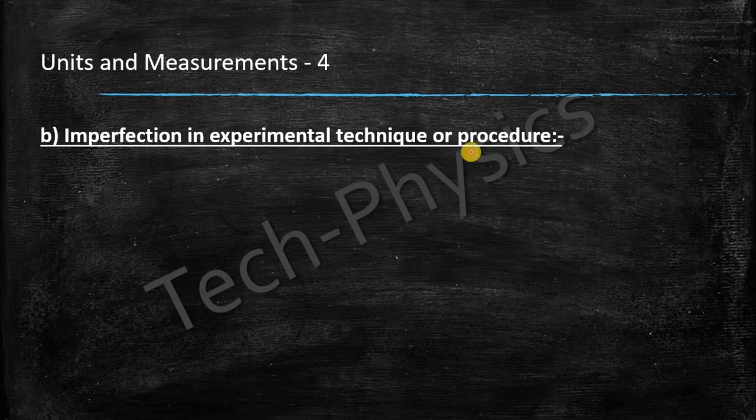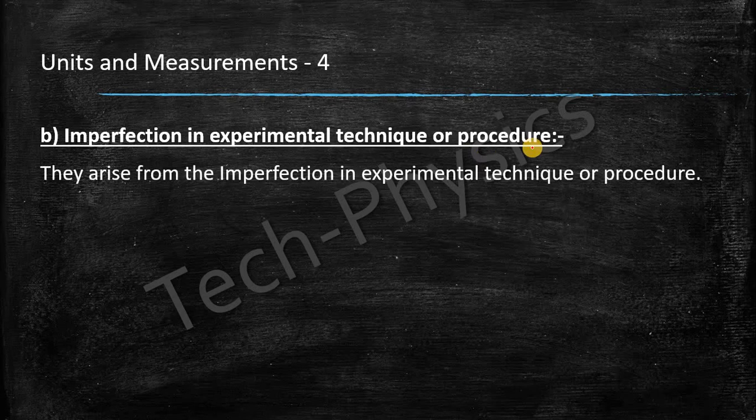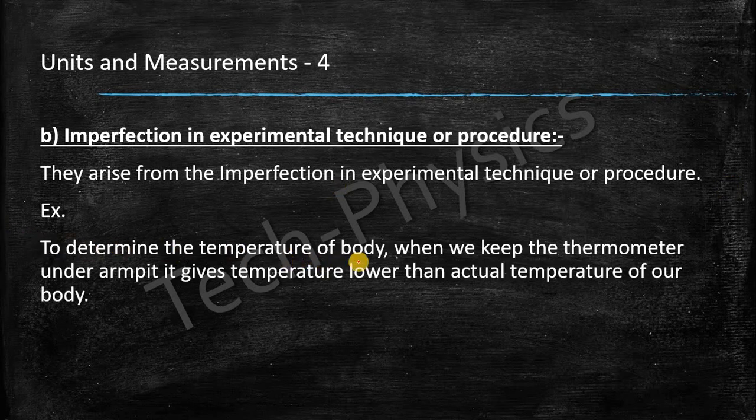Imperfection in experimental technique or procedure. So it is very simple. They arise from the imperfection in experimental technique or procedure. For example, to determine the temperature of body, when we keep the thermometer on the armpit, it gives temperature lower than actual temperature of our body.